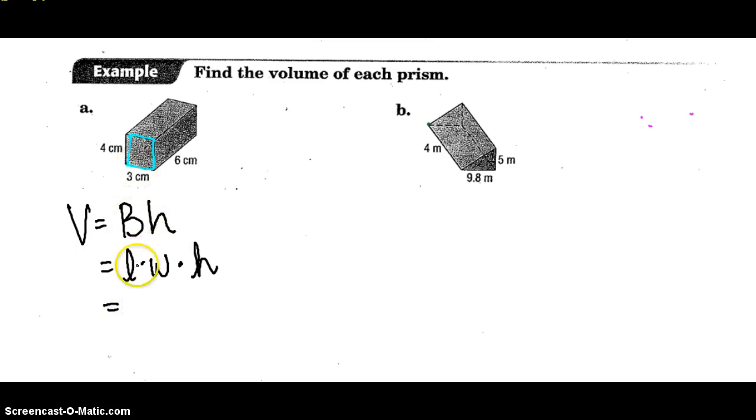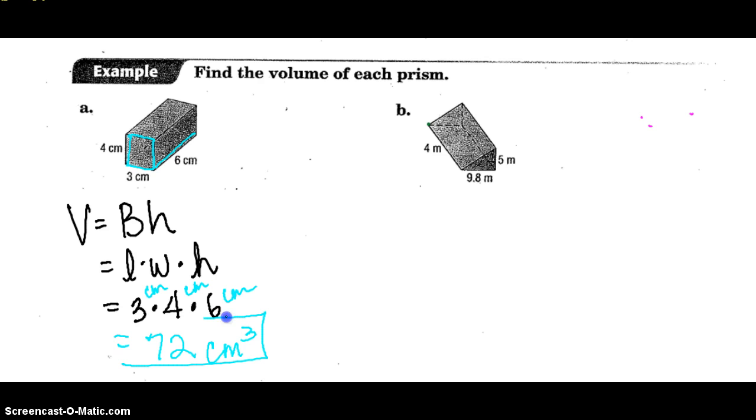So what is our length? Our length is 3. What is our width? Our width is 4. What is our height? Our height of the whole prism here is 6. So we'll multiply 3 times 4 times 6, and we end up with 72, and it was centimeters times centimeters times centimeters, so it's centimeters cubed. 72 centimeters cubed.